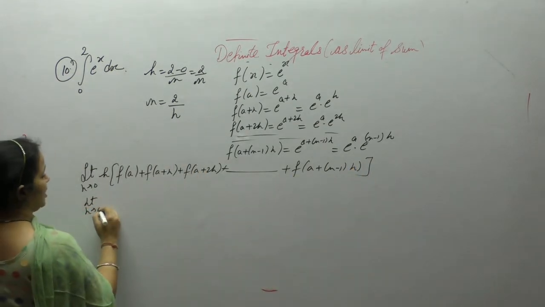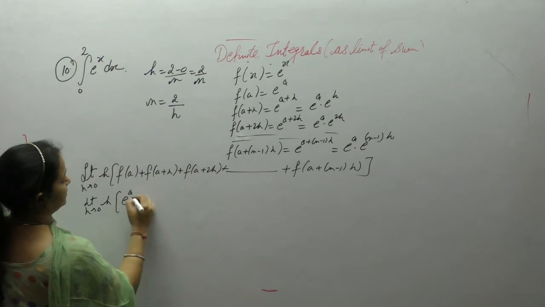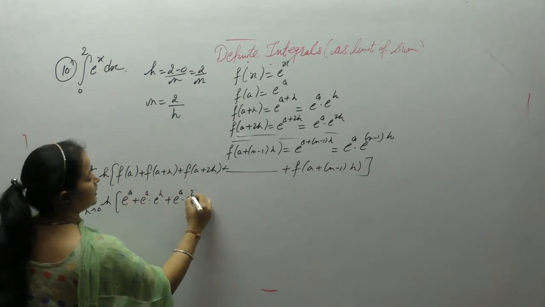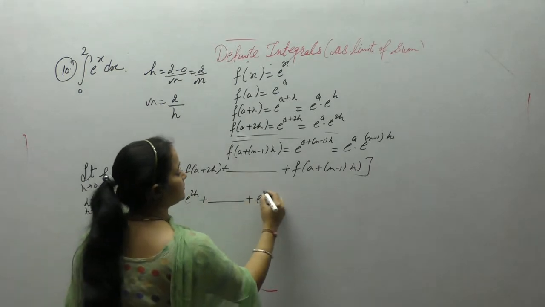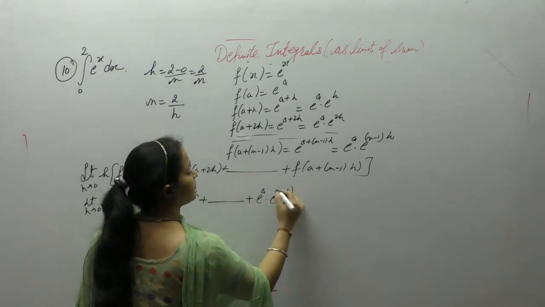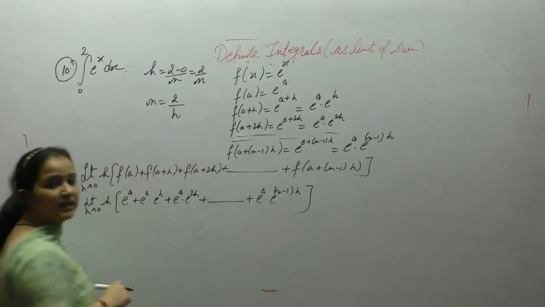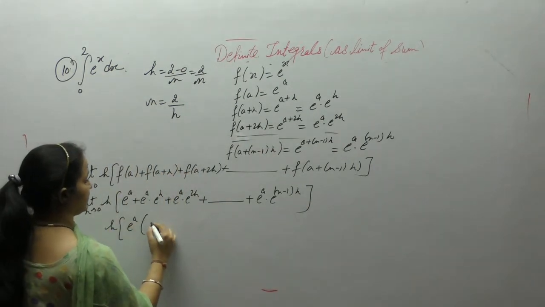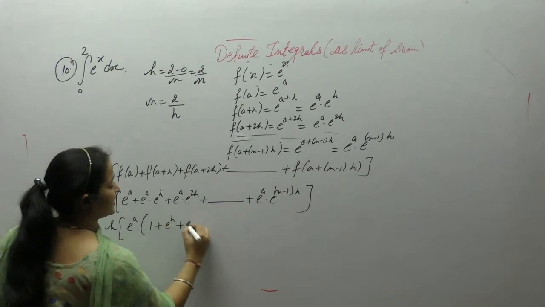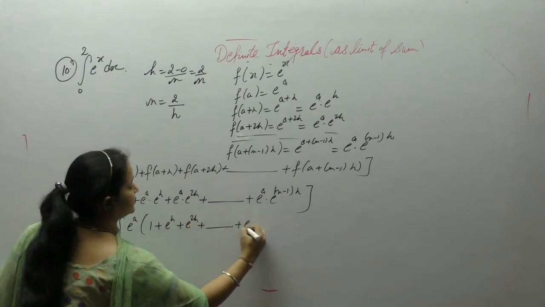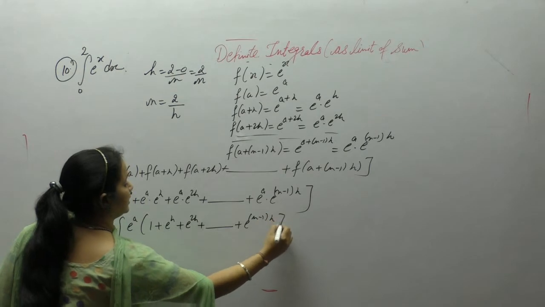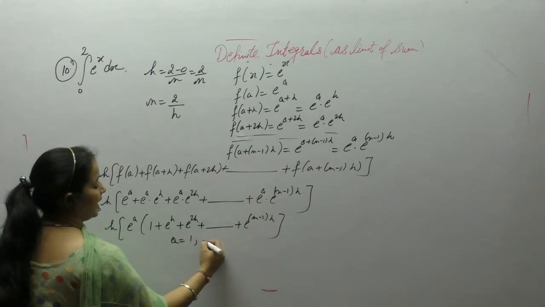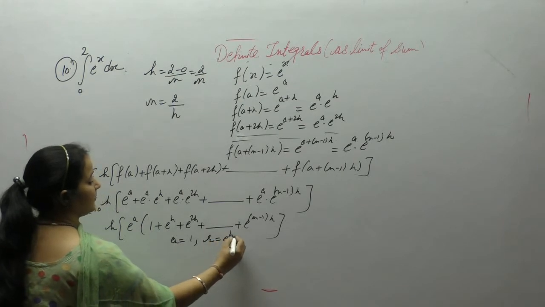What is the value of f of a? e power a into e power h, 2h, and so on. Now we have e power a common in all: 1 plus e power h plus e power 2h. Now it becomes a GP with first term as 1 and common ratio as e power h.